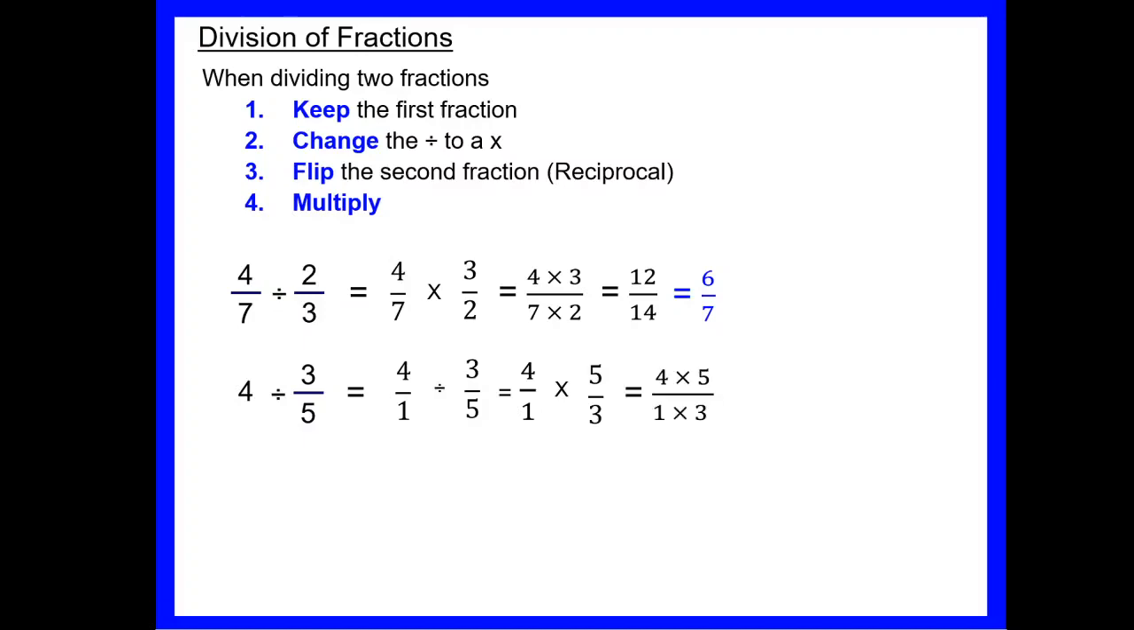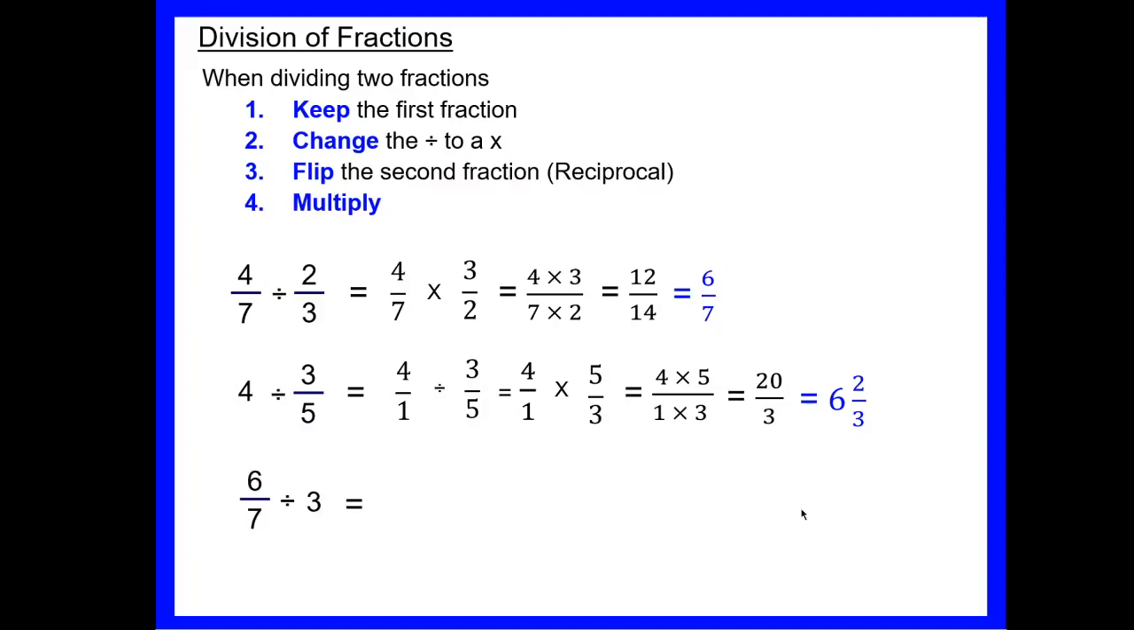Now we multiply. So 4 times 5 is 20, 1 times 3 is 3. We've got an improper fraction, so we're going to see how many 3s we can fit into 20. That's 3, 6, 9, 12, 15, 18 is the nearest we can get, so that's 6 whole ones. 2 remaining to get us from 18 to 20, back over our denominator of 3. So we get 6 2/3.